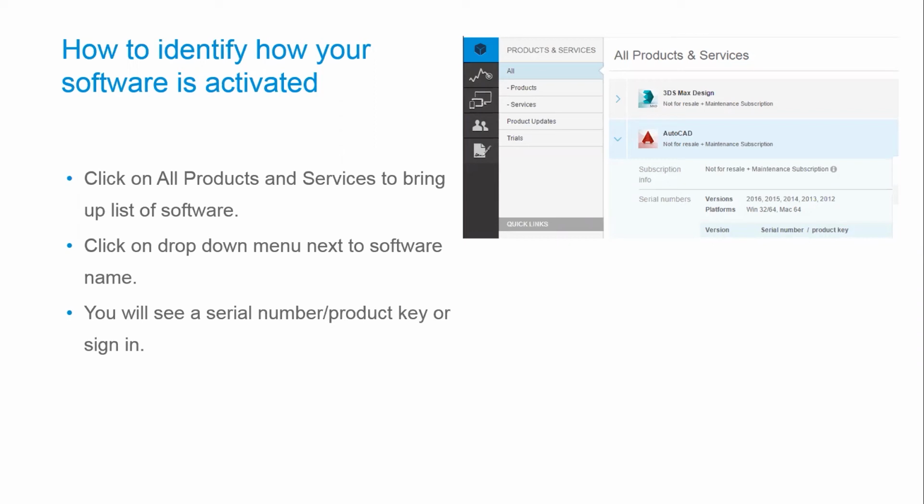So the main thing that we get a lot about this is that they'll see all their software and products and services, but when they go into the classic view, some of the software doesn't show up, and that's because if it's sign-in, it will only show up in the new view versus the classic view.